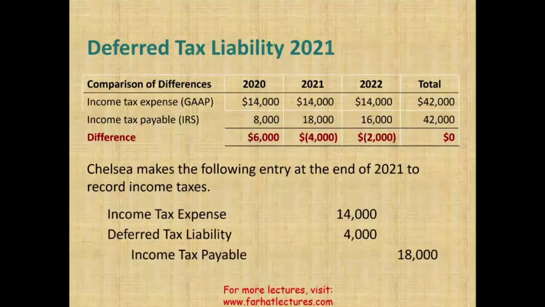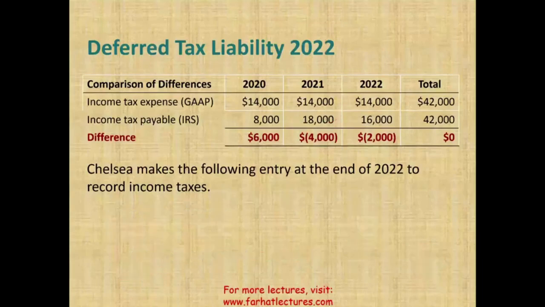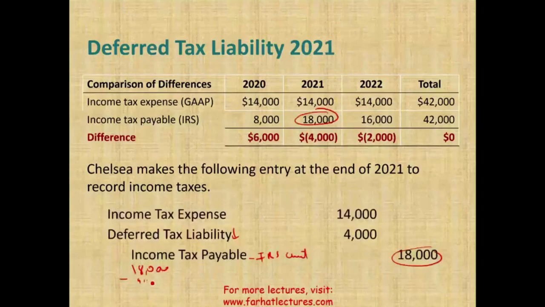Okay, let me show you the journal entry for you. So, income taxes, $18,000, easy. This is what I pay the IRS. This is my current taxes. Deferred tax liability is a reduction. Since it's a reduction, it's going to reduce my current taxes. Okay? So, 18 minus 4 equals 14,000, which is my income tax expense. This is my GAAP number.